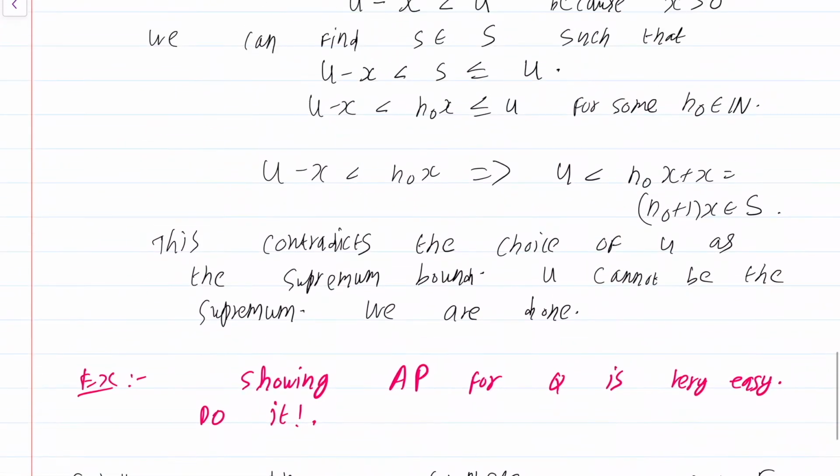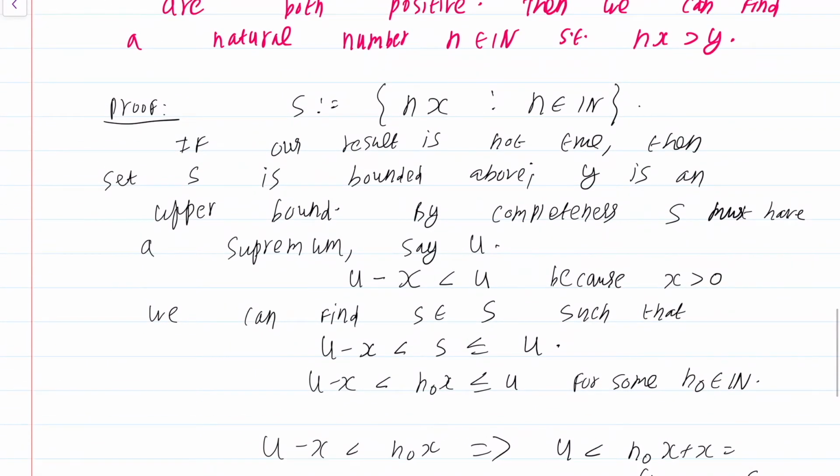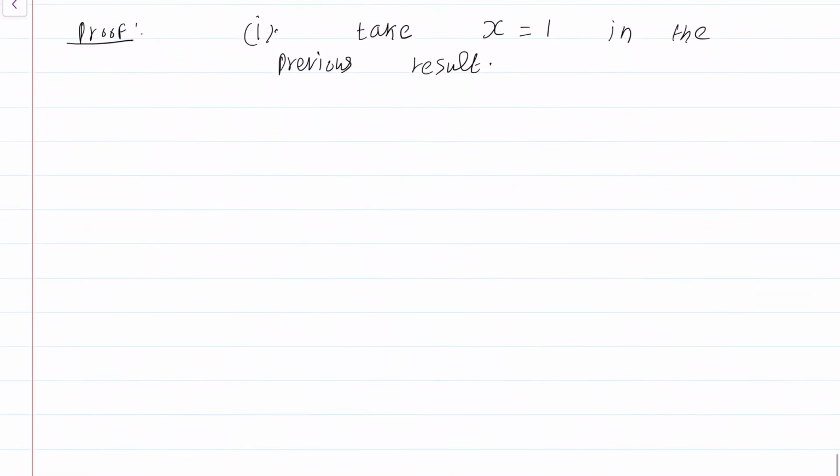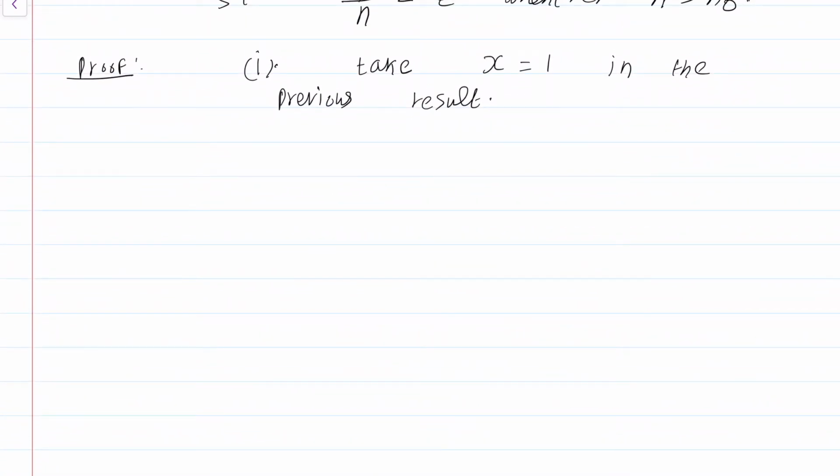If you take x equal to 1 in the previous result, what you will get is the set of n such that n is in N, which is the same as the natural numbers. That set cannot be bounded above, because the entire proof of the previous result was that if the set is bounded above, you get a contradiction. So just taking x equal to 1 in the previous result immediately gives that the natural numbers are not bounded above in any ordered field.